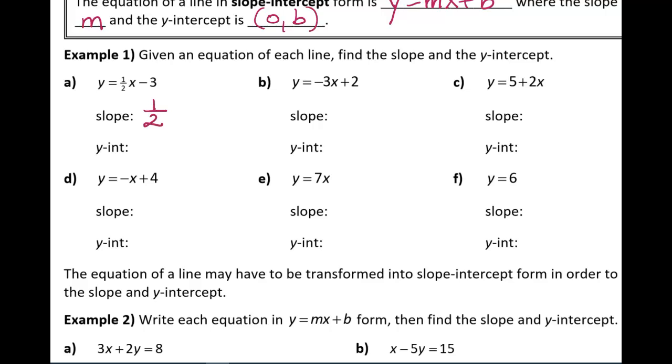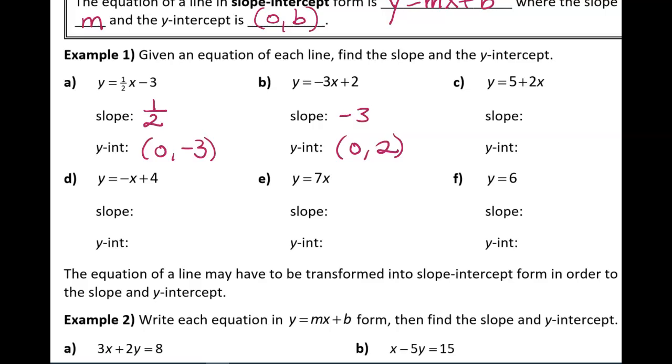So in the first equation, the slope is 1/2. Not 1/2 x, but just 1/2. The y-intercept is the point (0, -3), since -3 can be written as plus -3. In b, the slope is the coefficient of x, which is -3, and the y-intercept is (0, 2). Remember when you're writing a point to write parentheses around the coordinates.